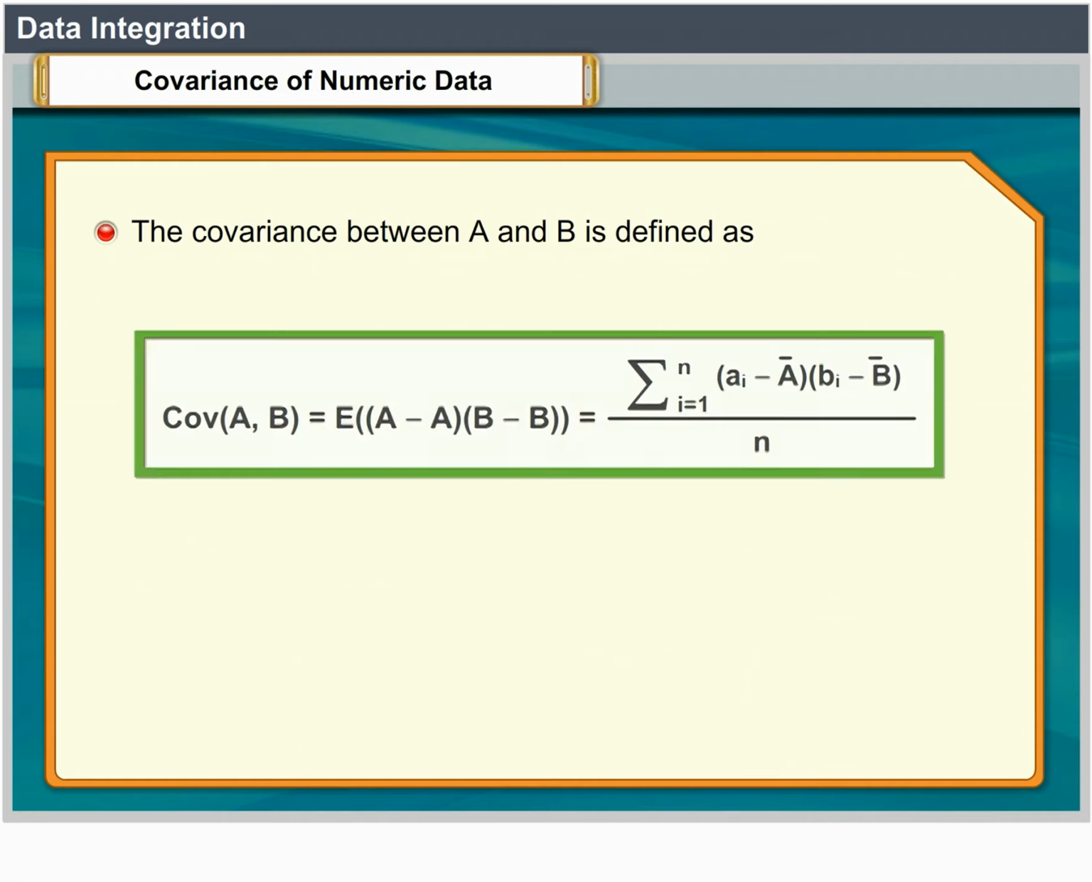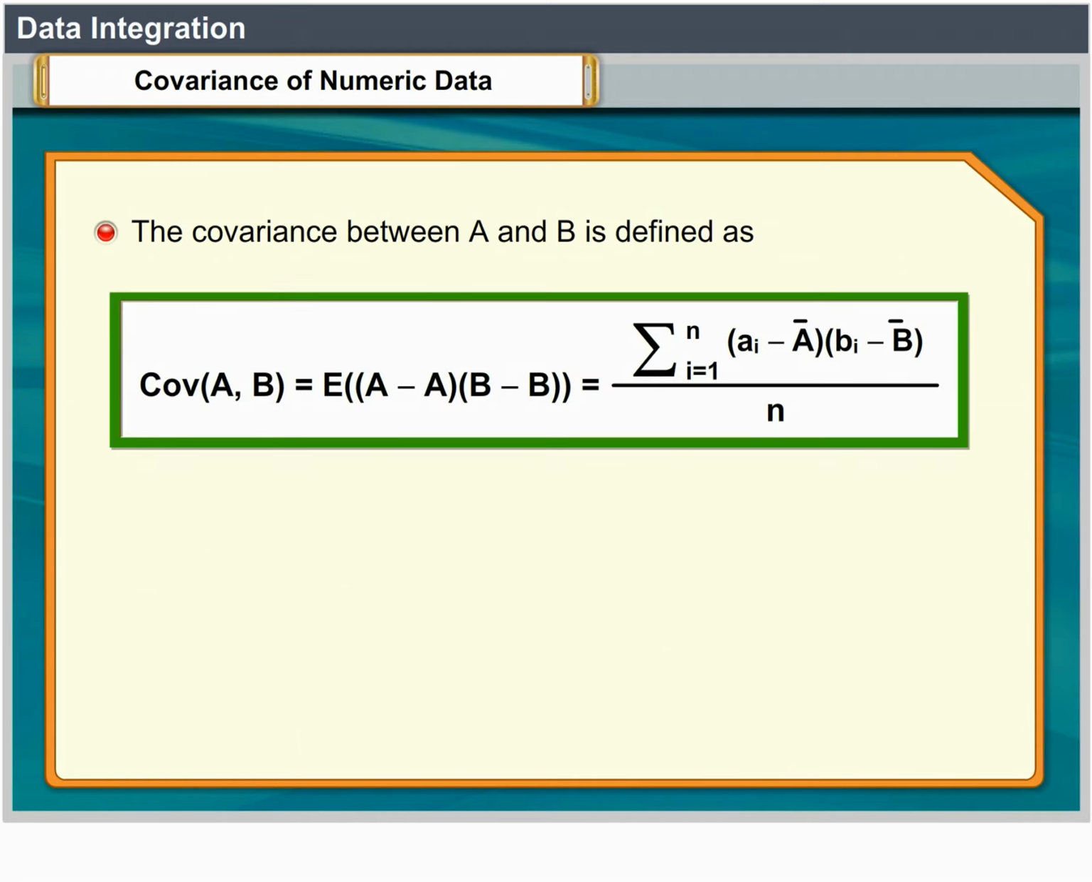The covariance between A and B is defined as Cov(A,B) equals E((A minus A bar) times (B minus B bar)) equals summation i equals 1 to n of (ai minus A bar) times (bi minus B bar) divided by n.